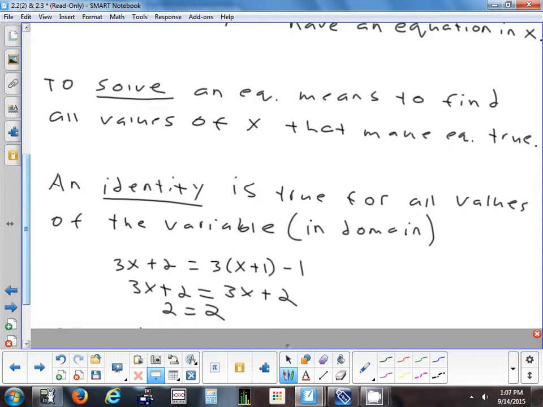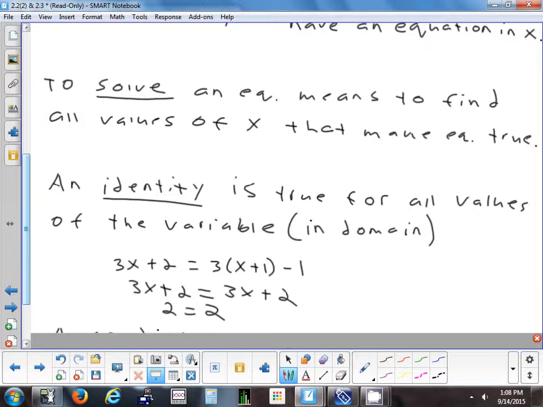Whenever all your variables cancel out and you're left with a true statement, that's an identity. Meaning plug anything you want in for x, anything works. So that's an identity. Does anybody know the kind of equation that you can solve?